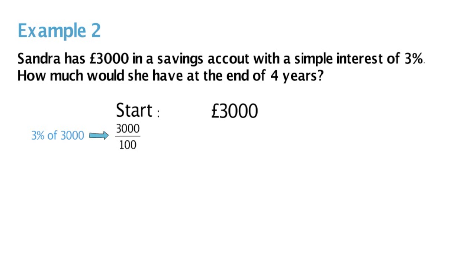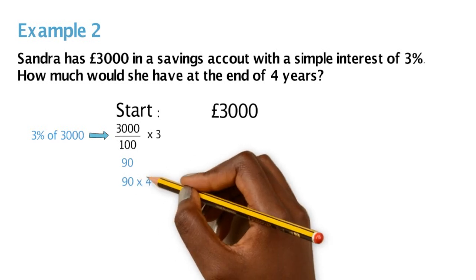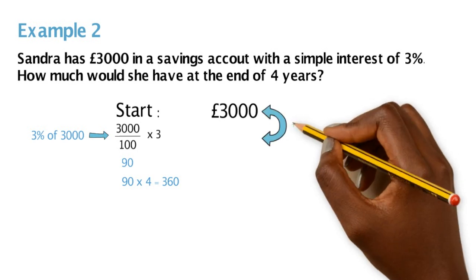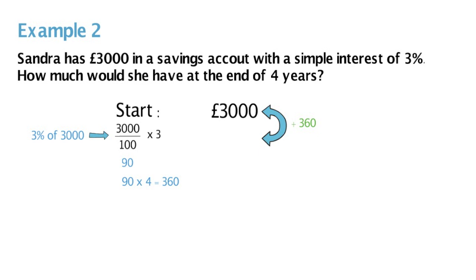And so therefore the interest amount being added on each year would be £90. And because we want to work out how much she would have at the end of 4 years, we would do the interest amount times 4, which is 360. Add that onto the original amount she started off with, and that would leave her with £3,360 at the end of 4 years.